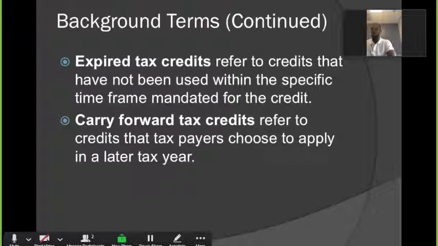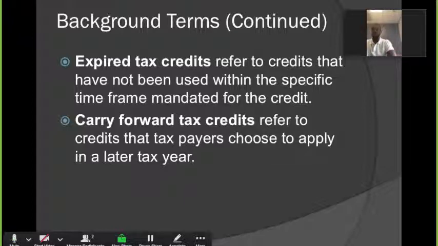Two other terms that are important to understand are expired tax credits, which refer to credits that have not been used within a specific time frame mandated for the credit. So in some situations when there is a tax credit, if you want to use this tax credit to deduct or reduce the amount of taxes owed, there can be a specified time frame. It could be 1 year, it could be 5 years. But if you don't use the tax credit within that time frame, then you're not able to apply it to reduce your taxes.